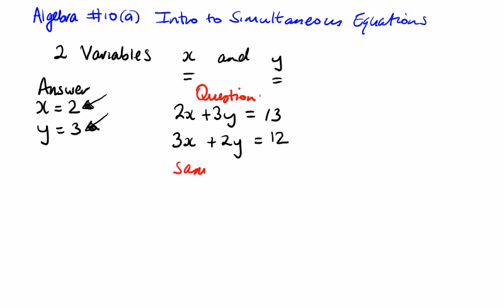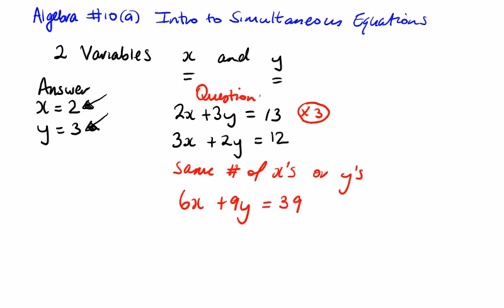We need the same number of x's or y's, and then we add the two lines together to cancel the x's or y's, so we're left with one variable. To cancel them, we'd need a plus 3y and a negative 3y, or a plus 12y and a negative 12y, and so on with the x's. In this case, if I multiply my top line by 3, I'm going to get 6x plus 9y equals 39.